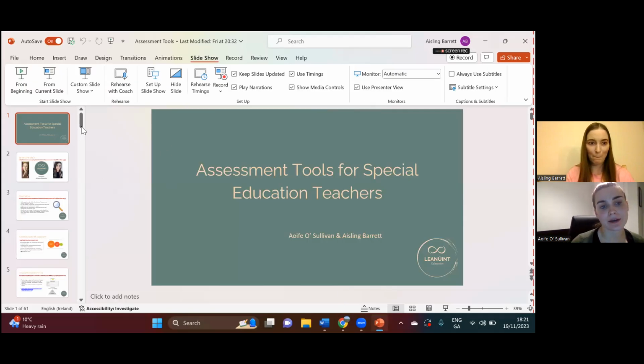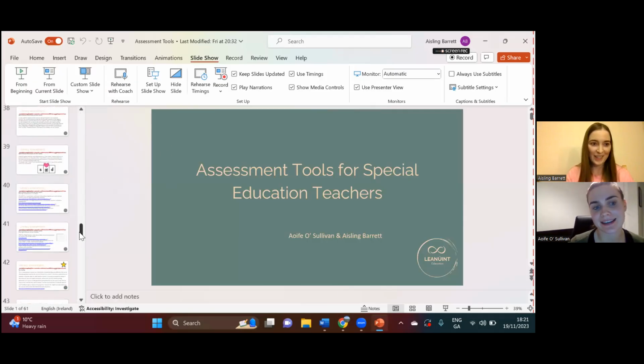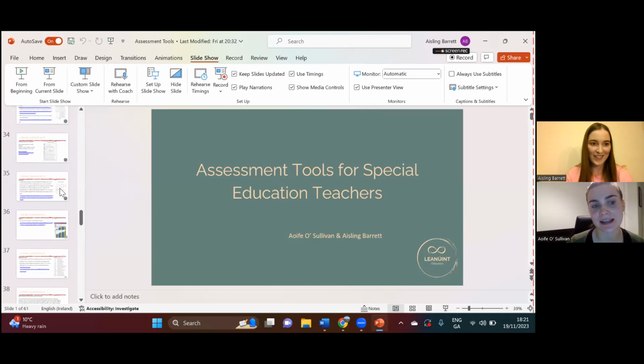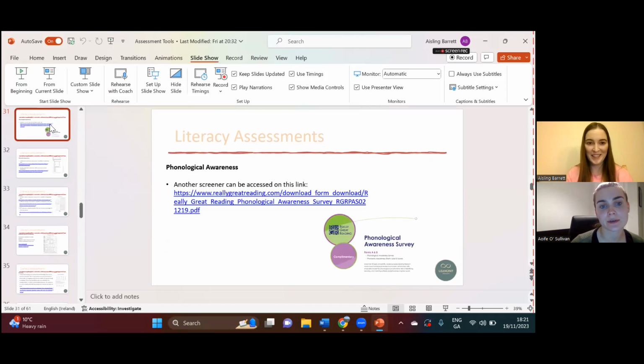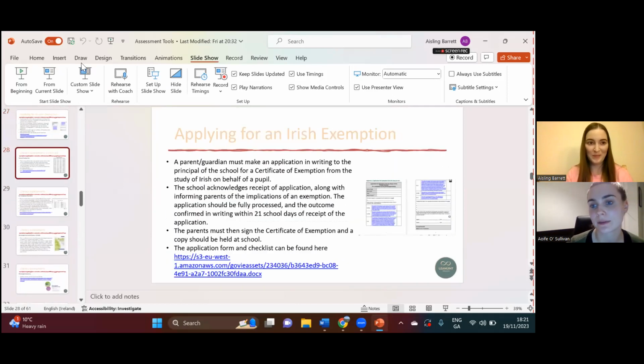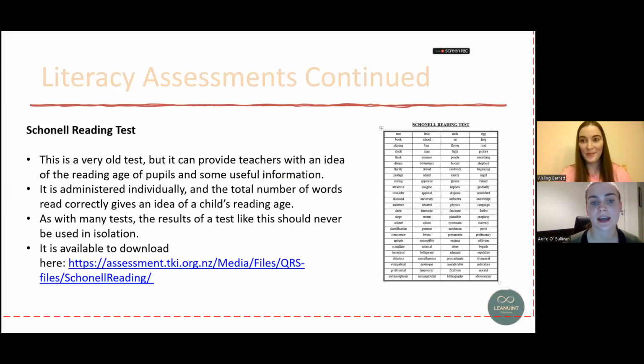So the one we have here on the screen is the Schonell reading assessment. Now, although the Schonell is an older reading assessment, it can be particularly useful. And look, it is another piece of the puzzle when you are supporting a child with literacy difficulties. Like I said, it is old, but all of these assessments can be beneficial when putting together a profile of a child's strengths and areas that they need support in terms of literacy.